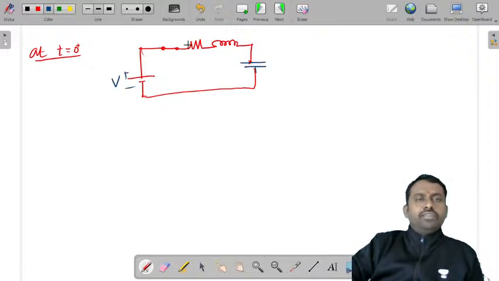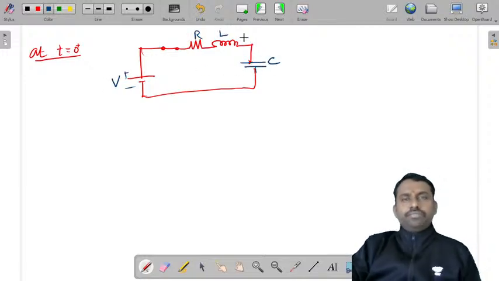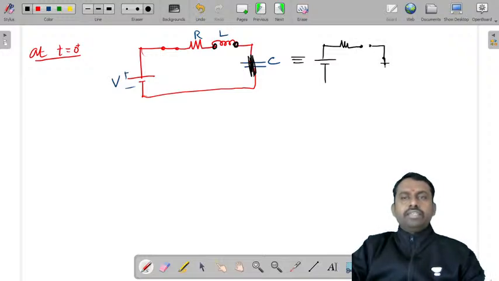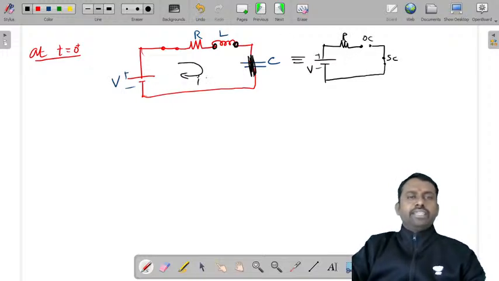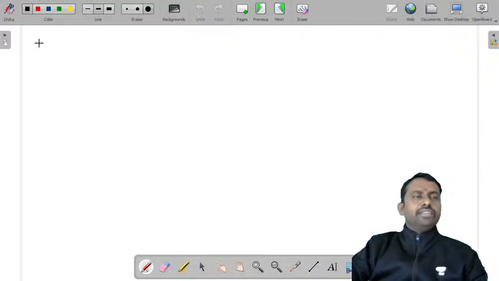So you have V, R, L, C. The capacitor does not allow sudden change of voltage, so this will be a short circuit, and the inductor doesn't allow sudden change of current, so it will be an open circuit. So you have a resistor and a capacitor in this way, with an open circuit and short circuit. Even if you calculate I of 0 minus or 0 plus here, I of 0 plus is equal to 0 amperes. As we have calculated these two, now let us take t greater than 0 and see what happens.